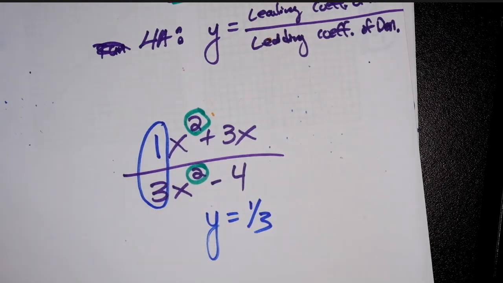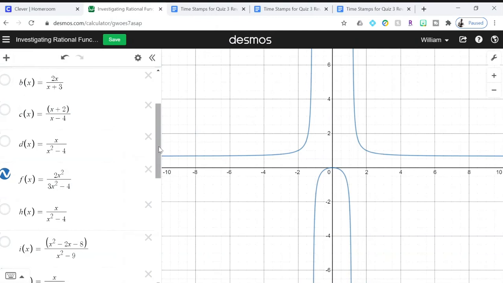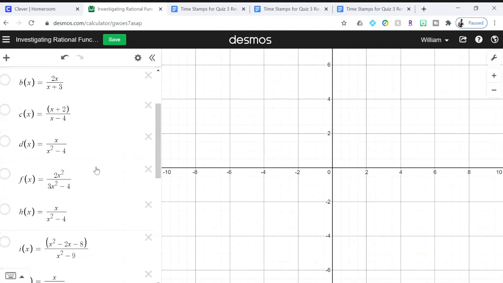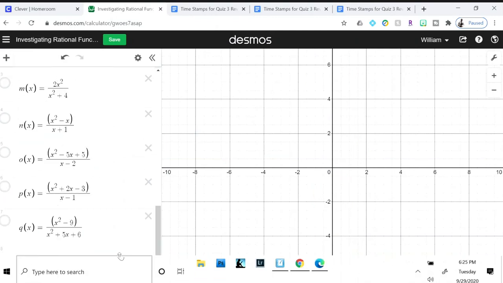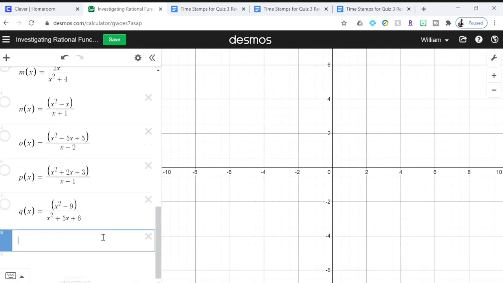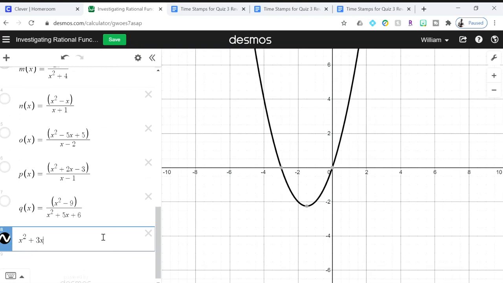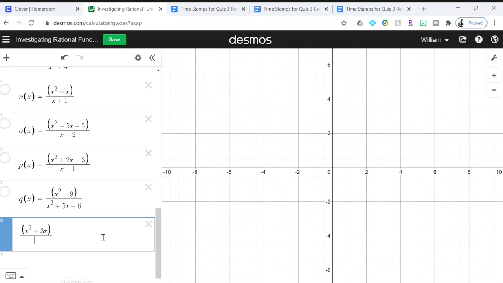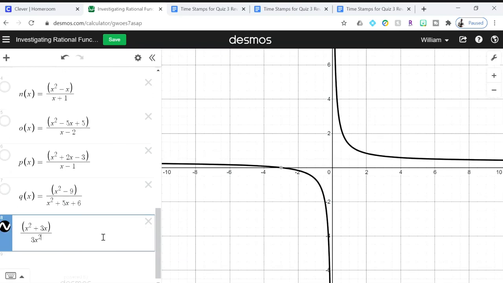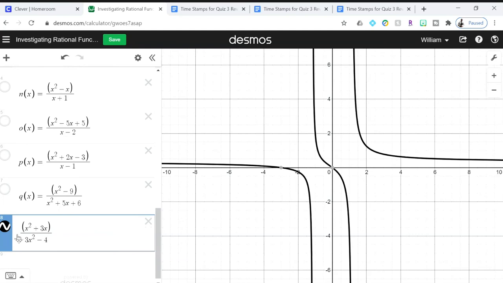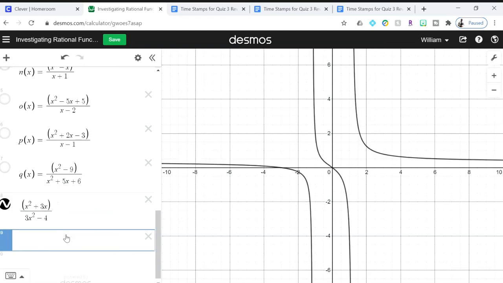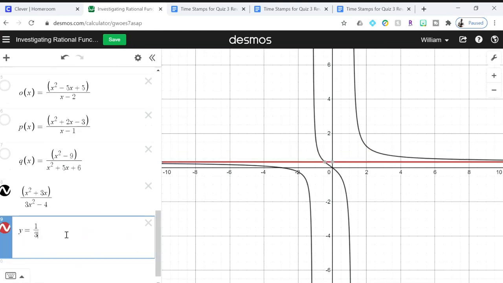Let's actually graph that one. I just made that one up off the top of my head. Let's check it out and make sure that it works. So I've got x squared plus 3x, and I want to divide that whole thing by 3x squared minus 4. Doesn't that look fun? And just to test it out, I said that it would be at 1/3. Let's put in y equals 1/3. Nope, not 1/2, 1/3. There you go. It's going through beautifully there.